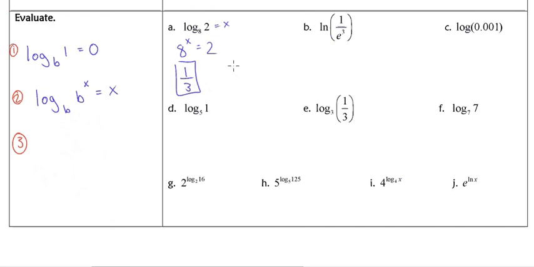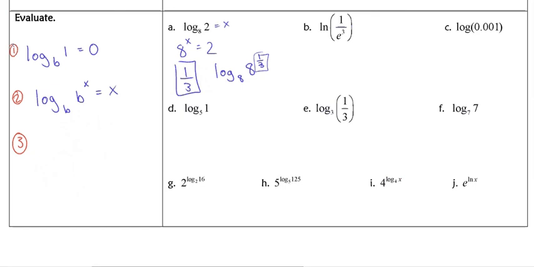Another way to think of that would be using our second rule. Let's rewrite that: log base 8 of 8 to the 1/3, because that's just 2, right? 8 to the 1/3 we just showed was 2. So then our result is just that exponent, that's what we're looking for. So 1/3.